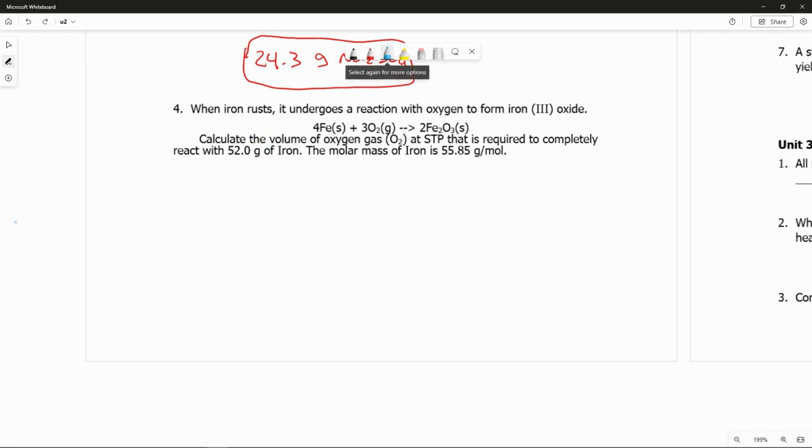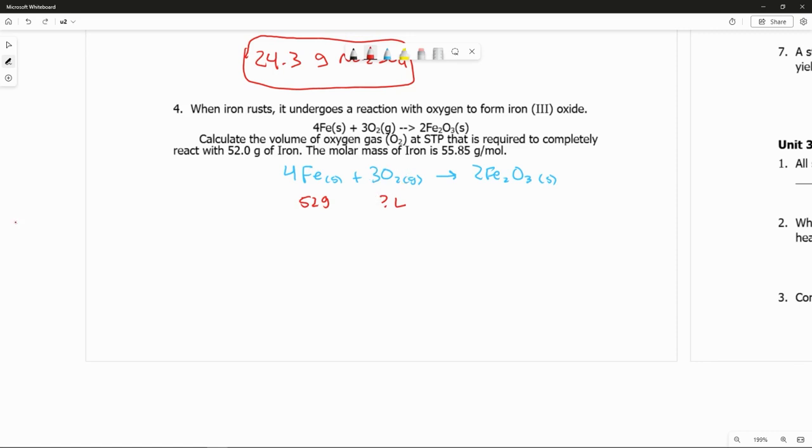All right, let me bring the equation down here real quick so we can label it. So Fe solid and 3O2 gas is going to give us 2Fe2O3 as a solid. All right, so we're given 52 grams of iron. And we're looking for the volume of oxygen gas. So the volume is liters. And we want to know how much, so question mark liters of oxygen gas.